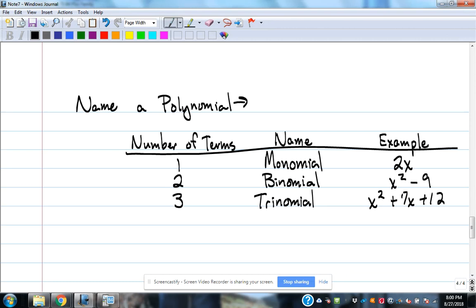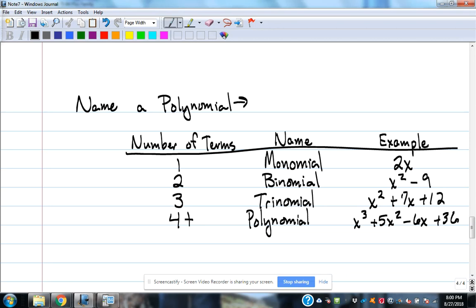Anything bigger than that, 4 plus, we're just going to call a polynomial. There are prefixes for numbers bigger than 4, but in the mathematical world, we don't do that with polynomials. Anything 4 terms or bigger, we just say it's a polynomial in general. Okay. Example of that might be like x cubed plus 5x squared minus 6x plus 36. That one's got 4 terms. It's a polynomial.